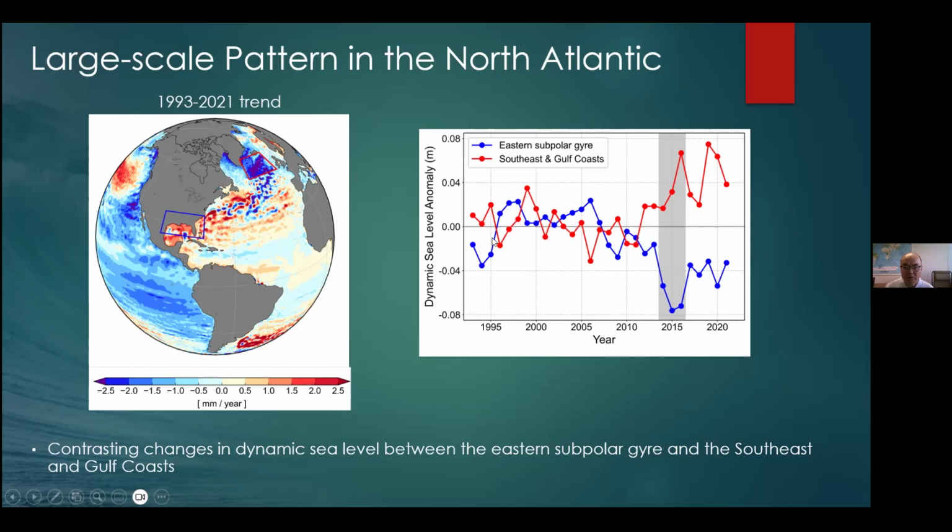So the right panel shows the time series of the mean dynamic sea level change in the eastern subpolar gyre. That's the blue curve, and along the southeast and the Gulf Coast, that's the red curve. You can see the two curves diverge around 2014, 2015, and 2016. So during this period you can see the divergence of the two curves.